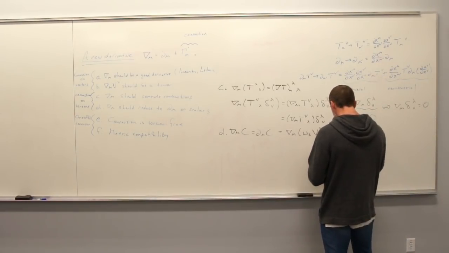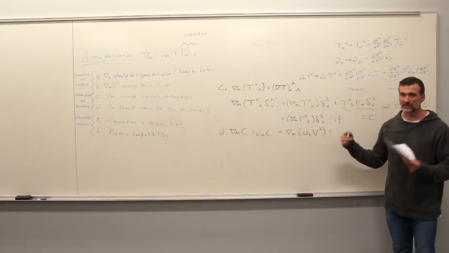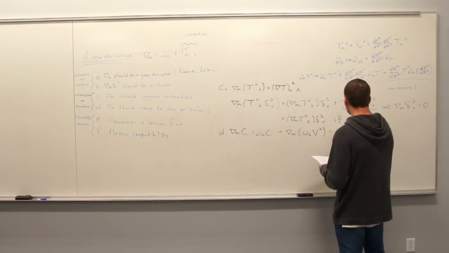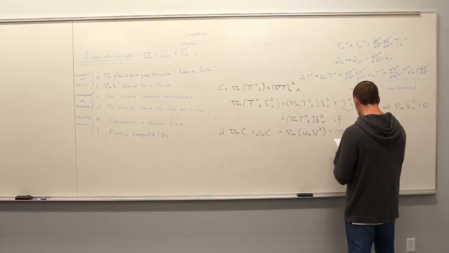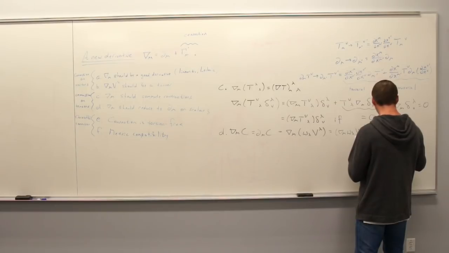So I'm going to break this up a bit. First, use the Leibniz rule. Because we expect it doesn't matter whether it's a vector or a dual vector, we should still be able to have a Leibniz property. So I can apply the derivative to the dual vector multiplied by the vector plus the dual vector multiplied by the derivative acting on the vector.